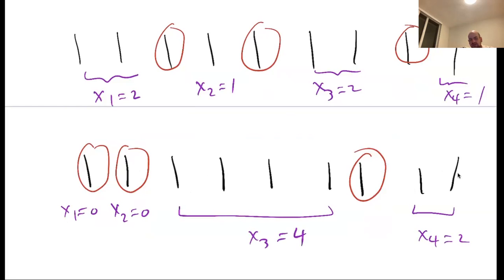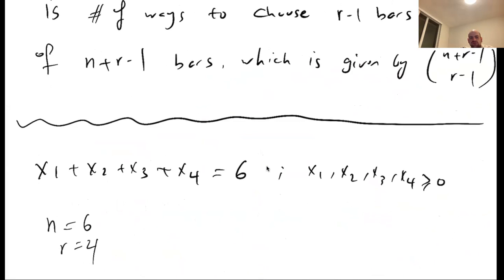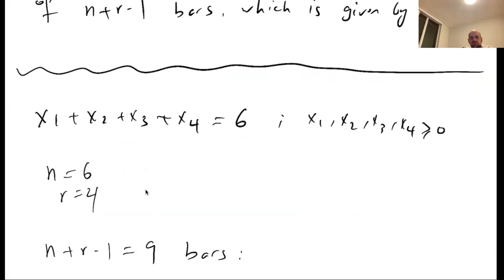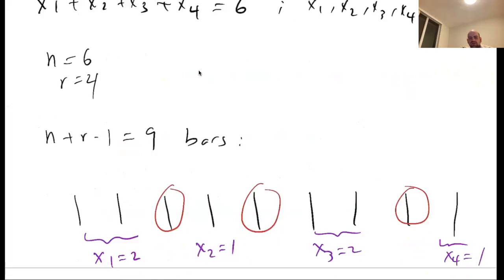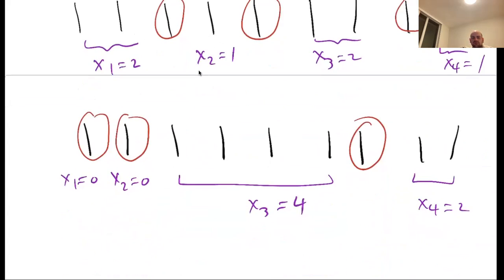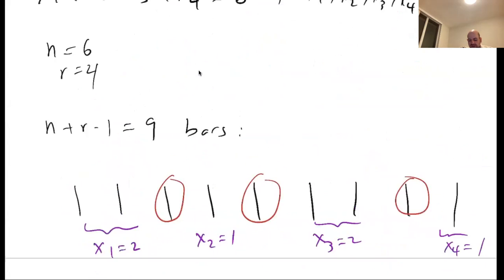See, 0, 0, 4, 2 is also a solution for this. 0 plus 0 plus 4 plus 2, that's also 6. So as you can see, each choice of 3 bars out of these 9 bars will lead to a new solution of my equation. So that's what I said here.